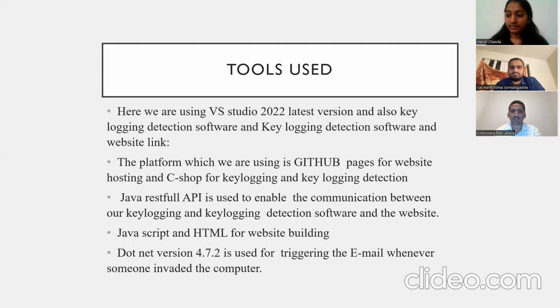We have also used JavaScript and HTML for website building. And here is .NET version 4.7.2 for triggering the email whenever someone is invited to the computer. By using that, we can get the emails. Go to the next slide.